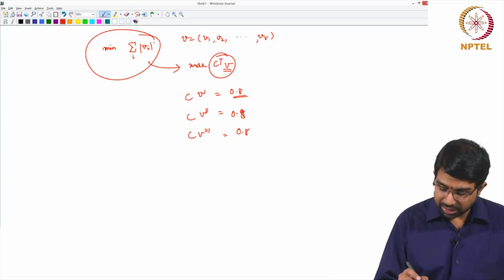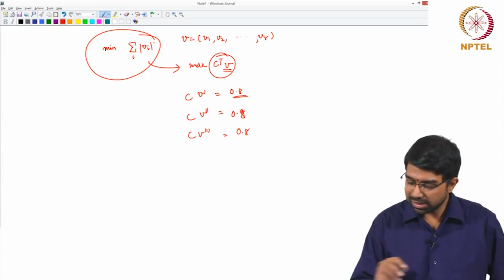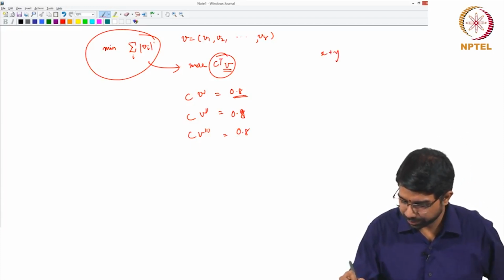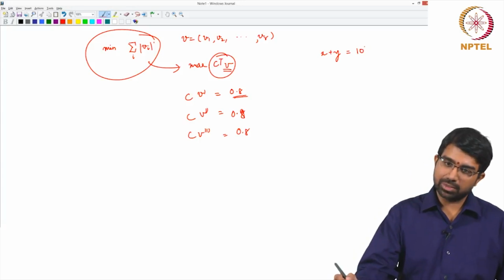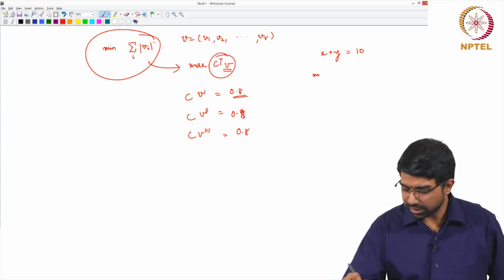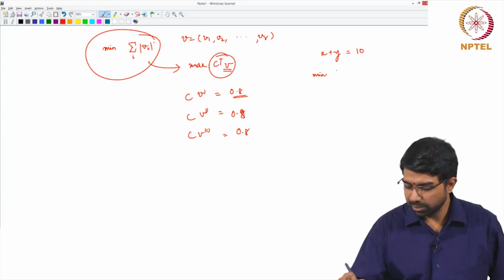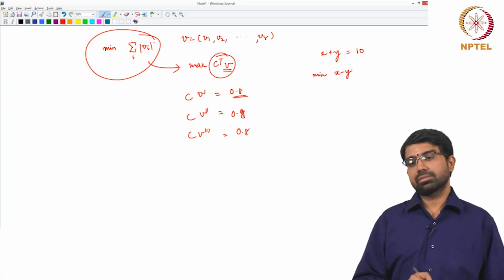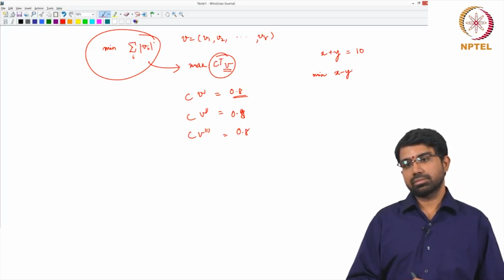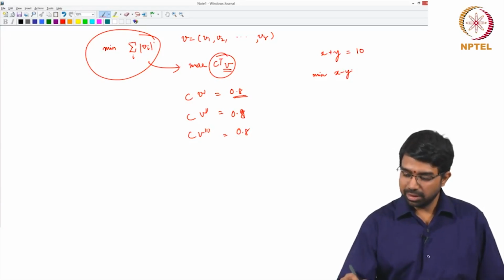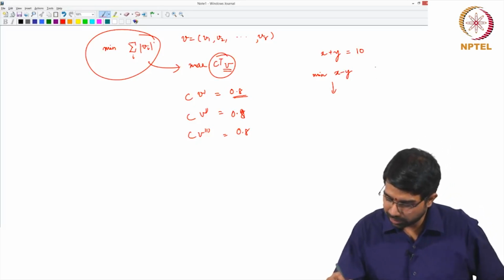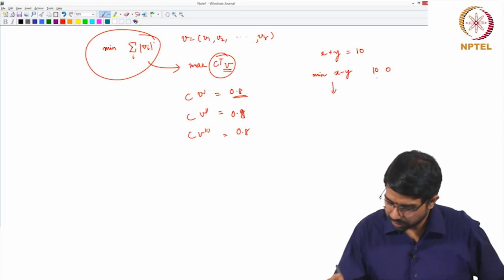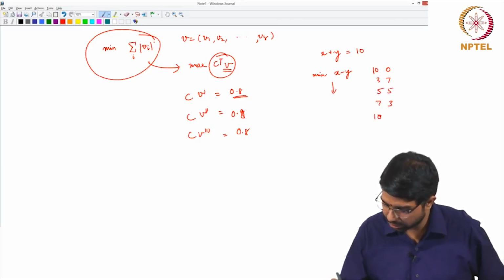But the other thing, on top of this, is like the example I was telling you in the morning. Solve x plus y equals 10 such that you also minimize x minus y or something. In this case, x plus y equals 10, I will get many solutions: 10, 0; 3, 7; 5, 5; 7, 3; 0, 10.